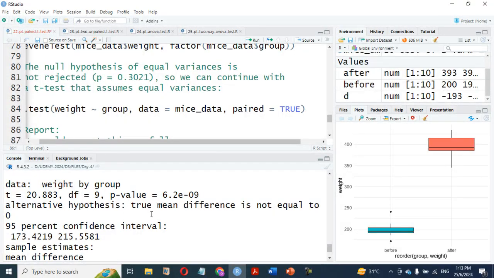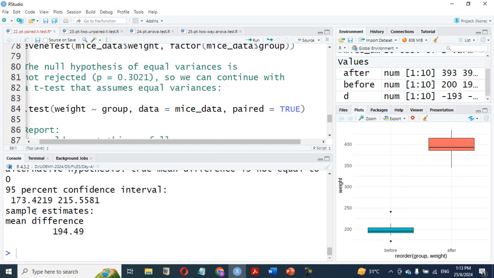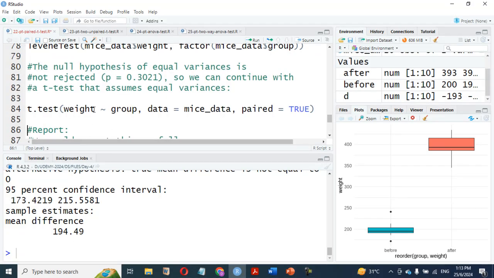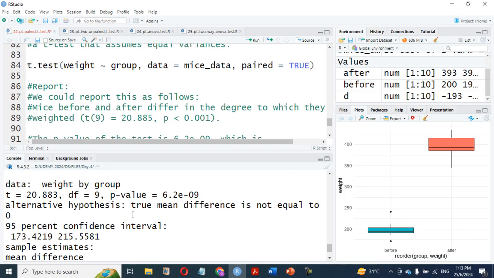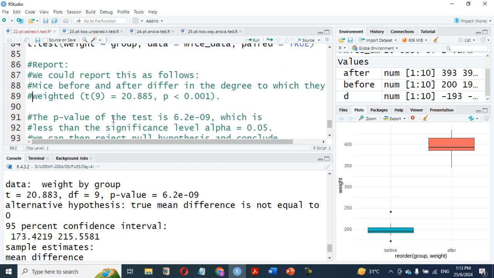The alternative hypothesis: true mean difference is not equal to 0. Yes, which is correct. Then you have the 95% confidence interval, lower bound, upper bound. Sample estimate, mean difference is 194. So our mean difference is 194. We see that it's significant at p 0.00 and the rest of it. So we could report this as follows: mice before and after differ in the degree to which they are weighed, right? We have t equal to 20.855, p less than 0.01.